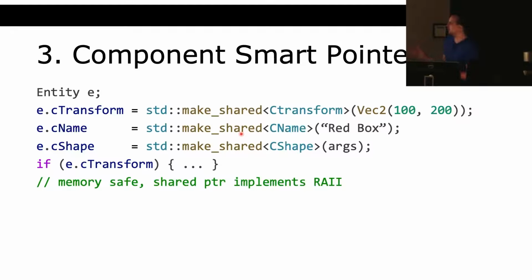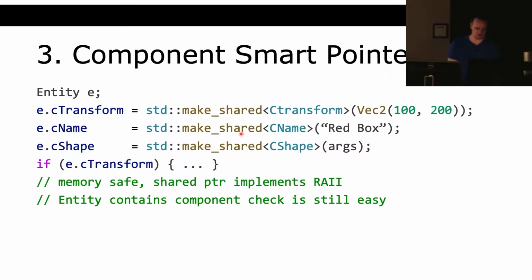So that's good. It's memory safe now because these smart pointers implement RAII. The entity contains check is still easy. So this is a little better than using the raw pointers, but it is slower than raw pointers because smart pointers do have a little bit of overhead where they check their internal reference counters and stuff. And so smart pointers are a little bit slower.